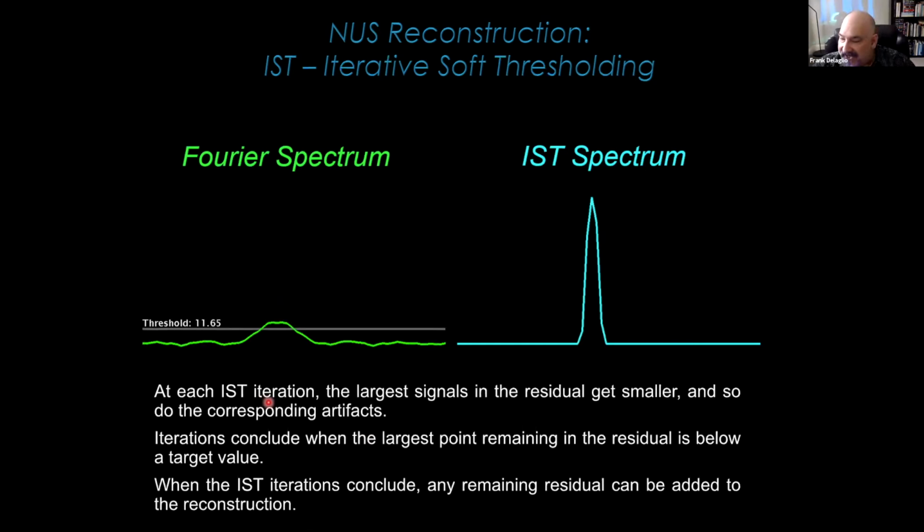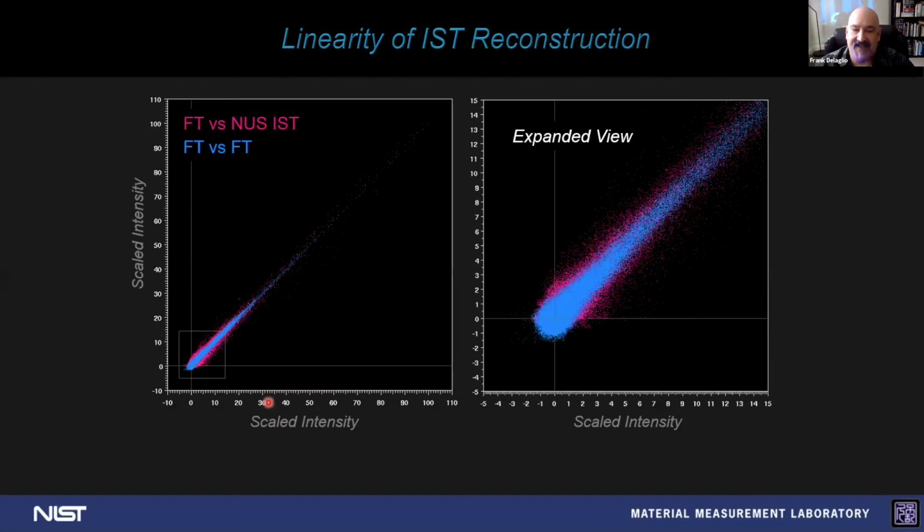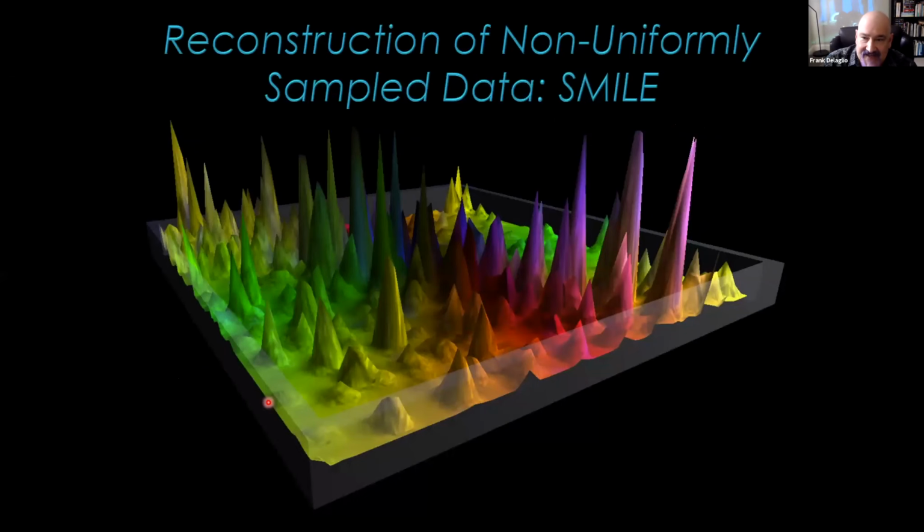So this method is easy to understand and to implement. And because of the way it works, any nonlinearity that the method has is primarily for the smallest intensities. And so as a result, the linear behavior of this particular kind of reconstruction is very good. And these are intensity versus intensity for 2D spectra reconstructed by IST compared to a regular Fourier transform. So these results are nicely linear.